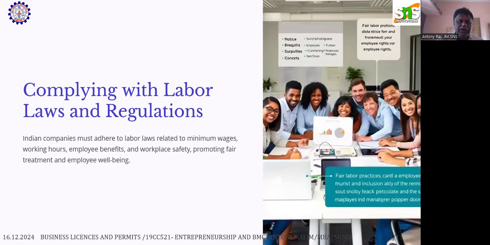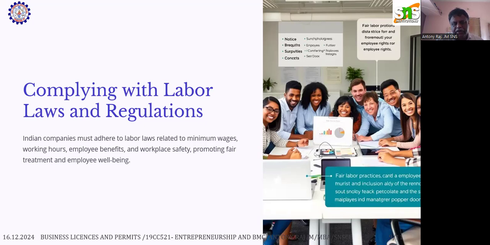Complying with the labor laws and regulations. Indian companies must adhere to the labor laws related to minimum wages. Minimum wages today is a very, very important area. Government has very clearly fixed the minimum wages. Next is the working hours: the standard working hours in case of two shifts or three shifts, working on the third shift, working over extended hours, the overtime benefits, everything has to be adhered to.